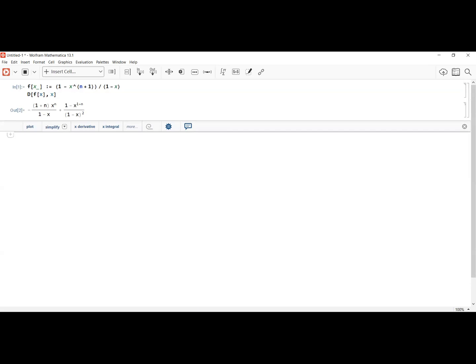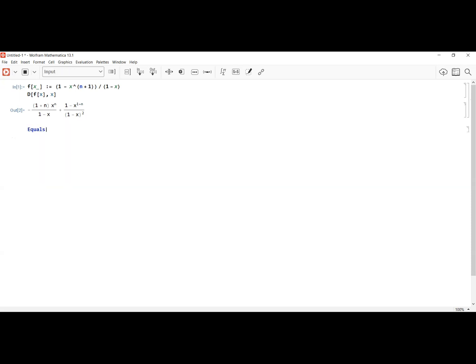And I'll paste this into the slides later. Here's the derivative. Actually, I can probably just do it right now. I can just write it. So this is going to equal 1 plus n x to the n over 1 minus x. Let me have a common denominator, so I'll multiply this by 1 minus x. And then we have plus 1 minus x to the n plus 1, over 1 minus x squared.